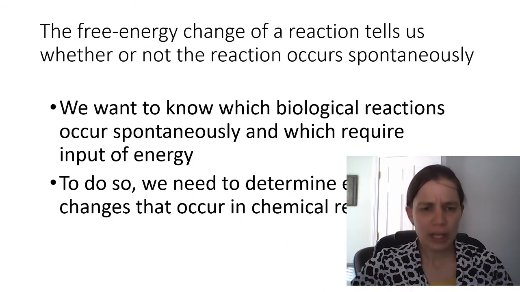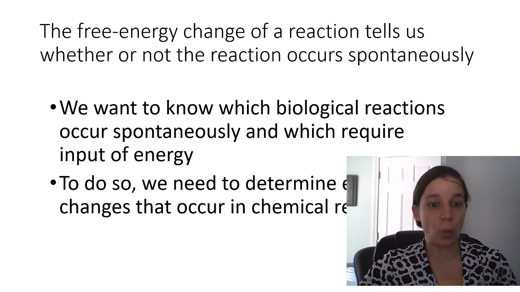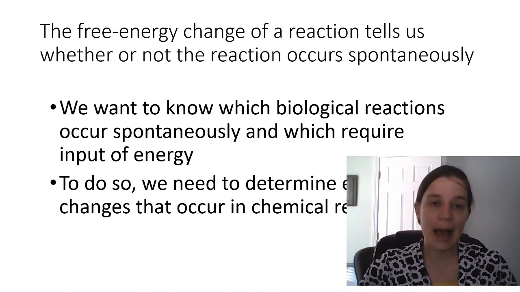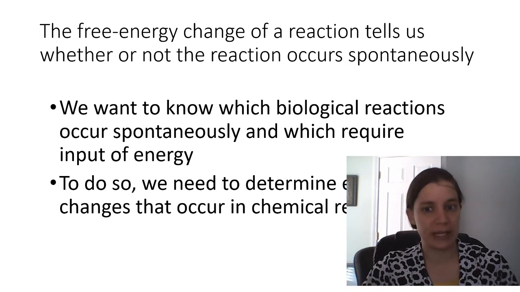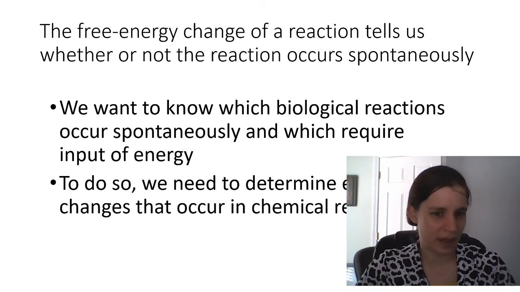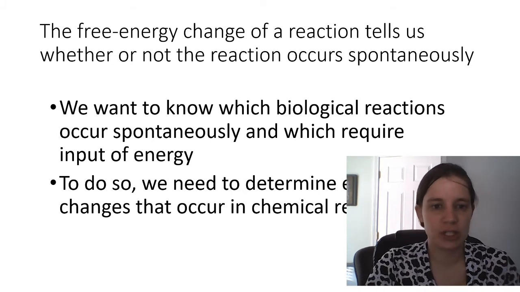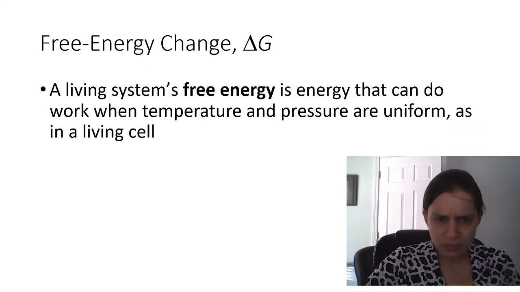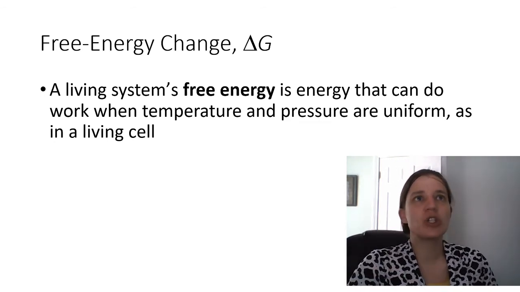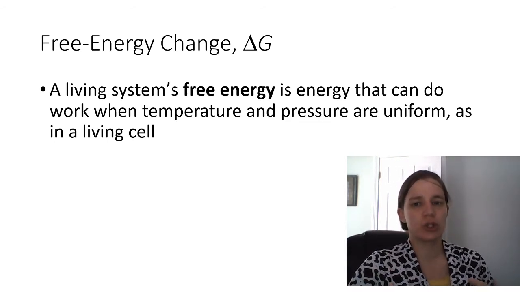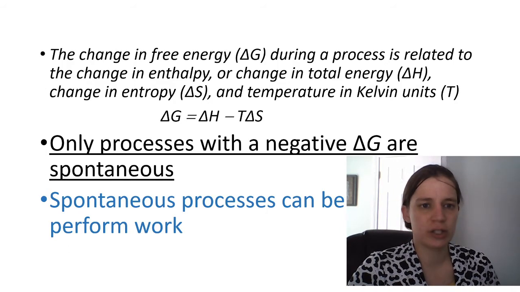For biological systems, we want to know which biological reactions happen spontaneously, without any input of energy, and which ones are non-spontaneous, which ones you have to pay for with energy. So to do that, we need to figure out what's happening in chemical reactions. The quantity for systems is called free energy. It's the energy that a system can use to do work. It's called free energy, delta G.